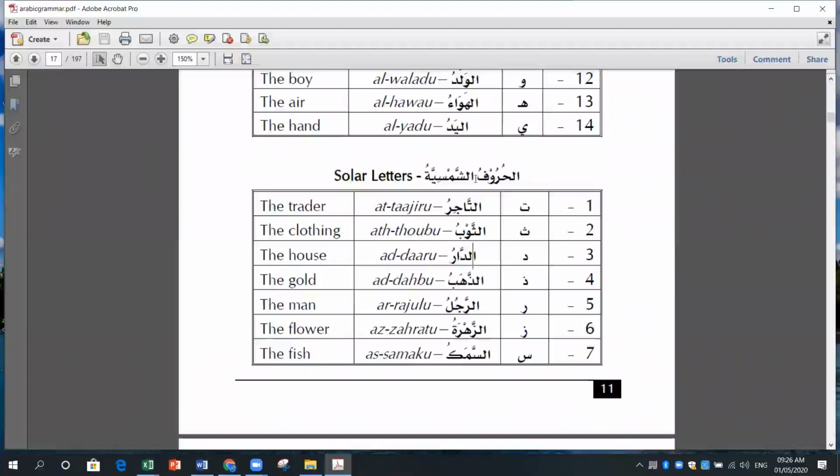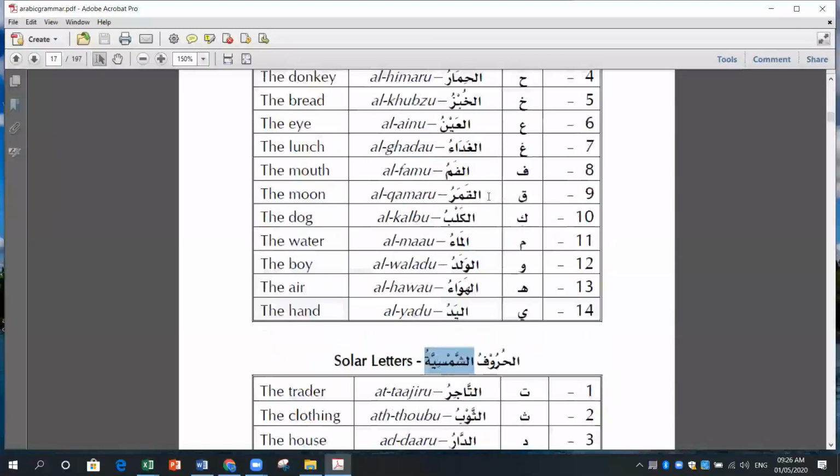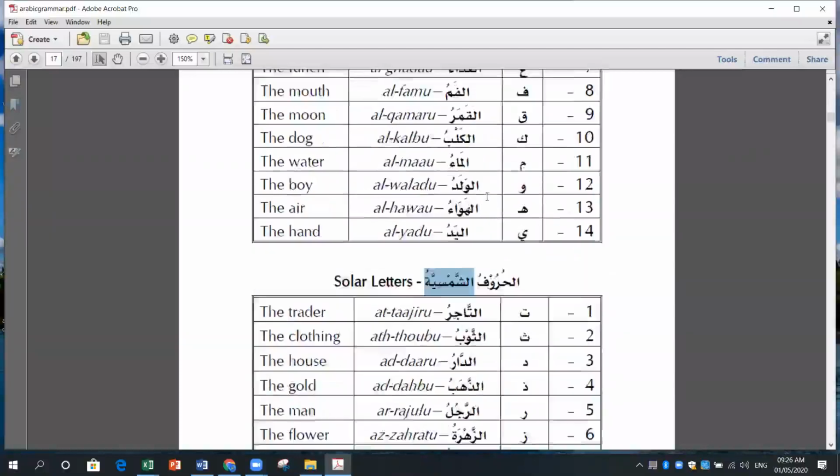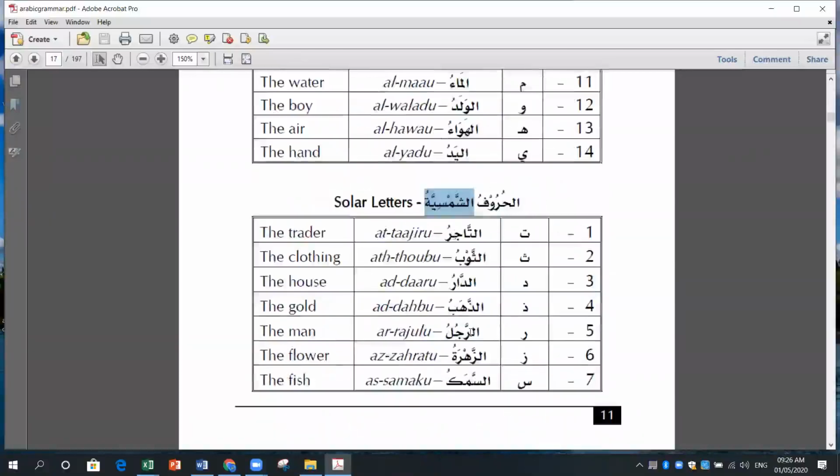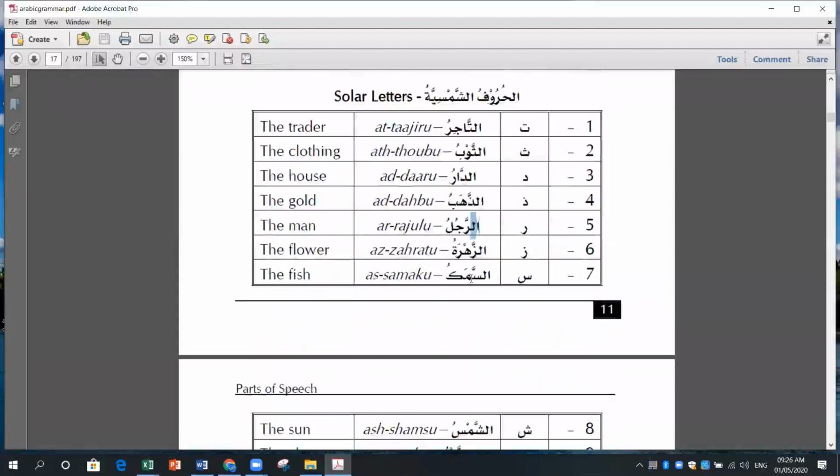Like when we read Qul a'udhu bi rabbin nas, there is Alif Lam, but we don't pronounce it. Nas. Ar-Rabbu, Ar-Rabbi, right? Ar-Rajulu, right? So Ra is a letter. When we start with this, we don't pronounce Lam. So this is the rule. That's it, simple. As-Samaku, Ad-Dhahabu. When it starts with Dal, we don't pronounce Lam. This is just the rule.